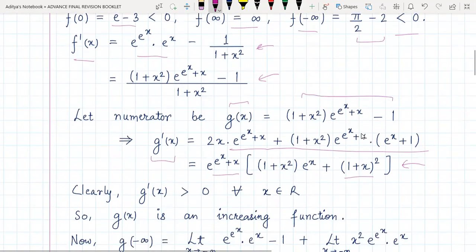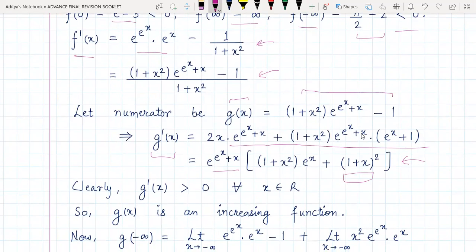Now the thing is that any square number will always be a positive or non-negative quantity. e power anything is a positive quantity, x square is again a positive or non-negative quantity, e power anything is again a positive quantity. So this entire quantity has to be positive for sure. So g prime x always greater than 0 implies g of x is an increasing function.